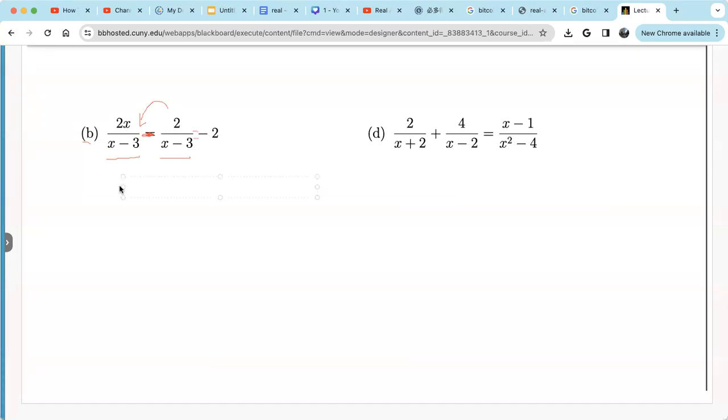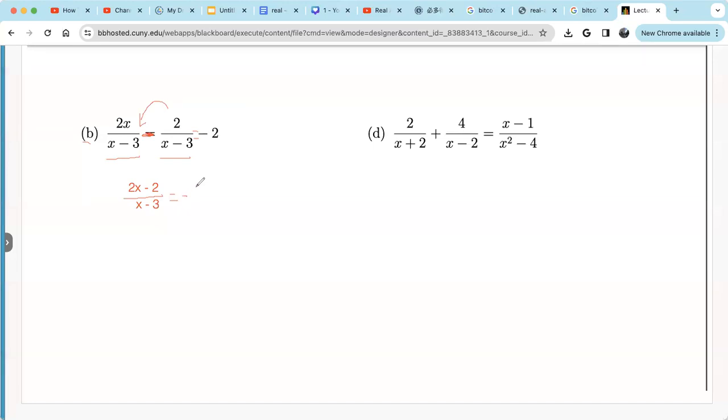Now, so I have a common denominator, right? I just perform the operation with the numerator, which is 2x minus 2. And my denominator is x minus 3. It's my common denominator, x minus 3. Let's draw a line. Then that equals -2.